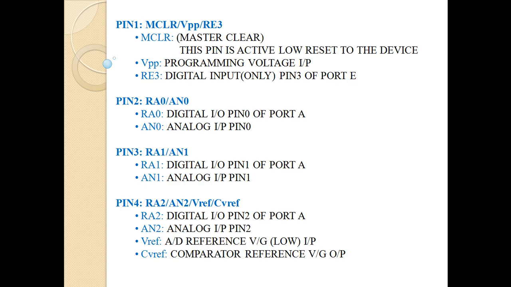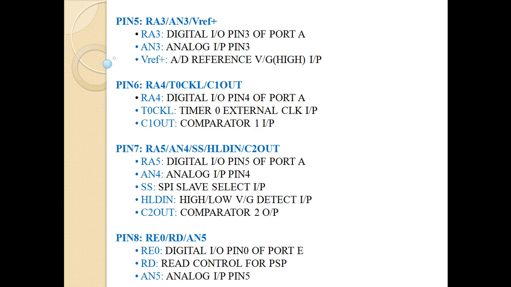Pin 4 has the function of RA2, AN2, VREF- and CVREF, where VREF- is the reference voltage input provided for the analog to digital conversion and CVREF is the reference voltage output for the comparator. Pin 5 works as the RA3, AN3 and VREF+, which is the higher reference value for analog to digital conversion. The previously discussed was on pin 4, which was the lower reference value.